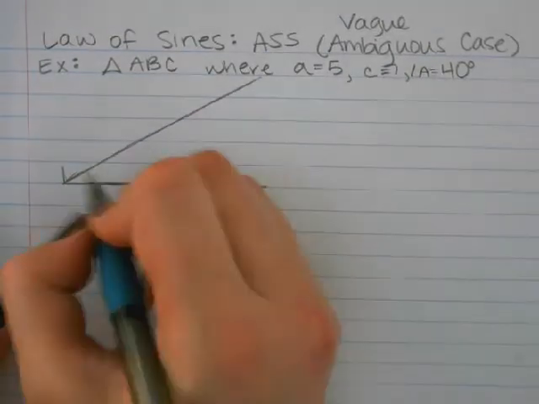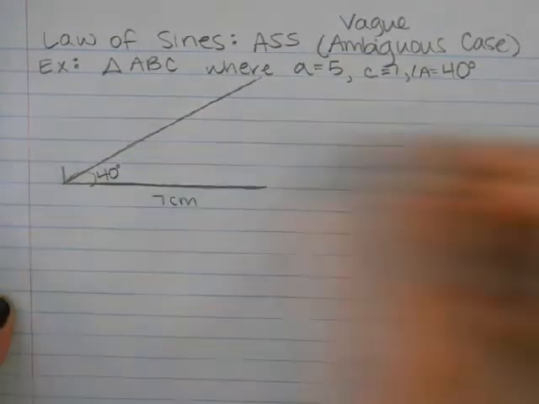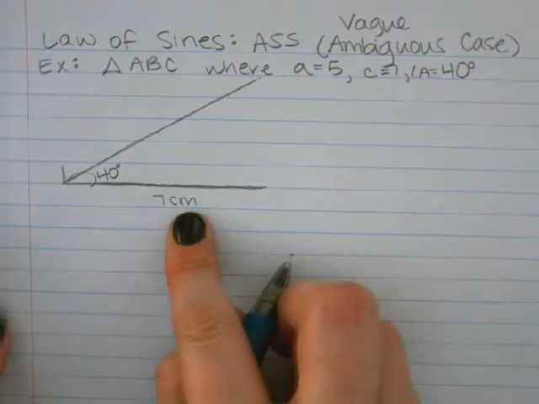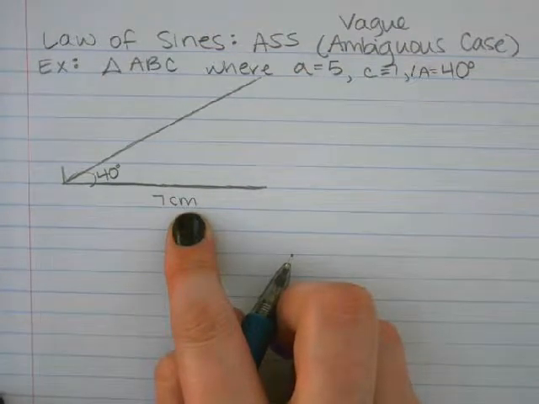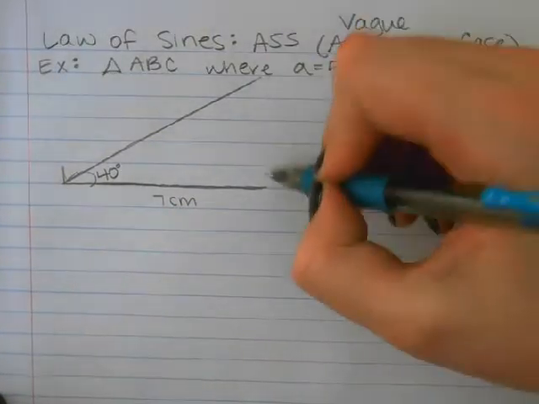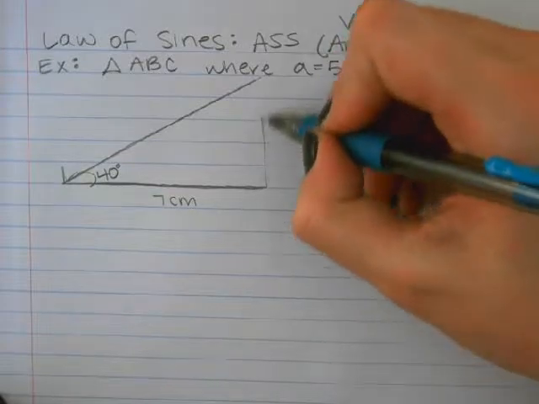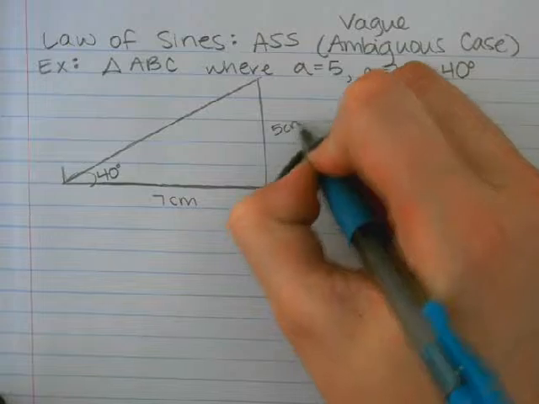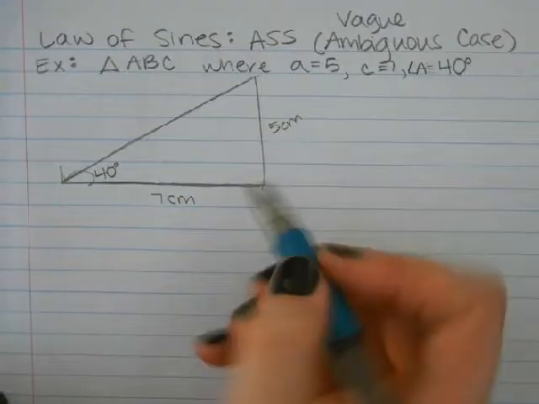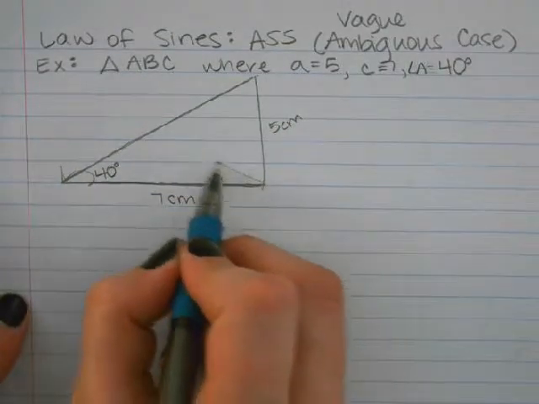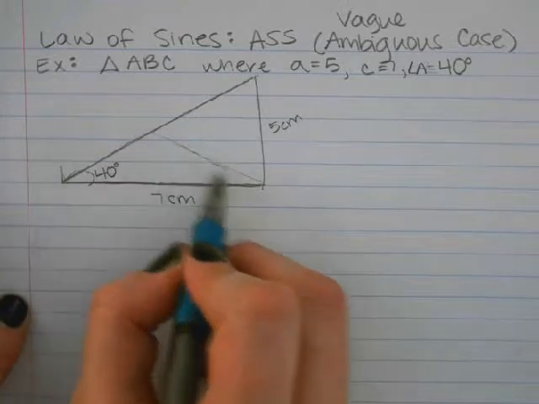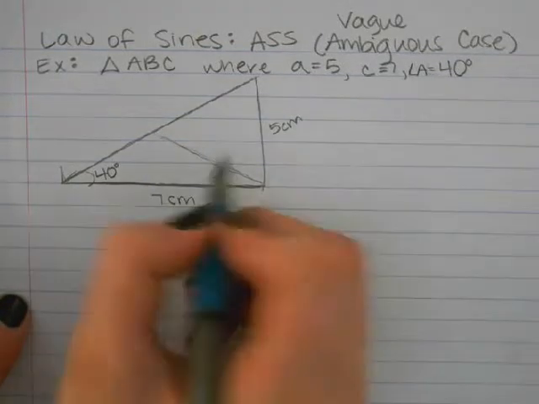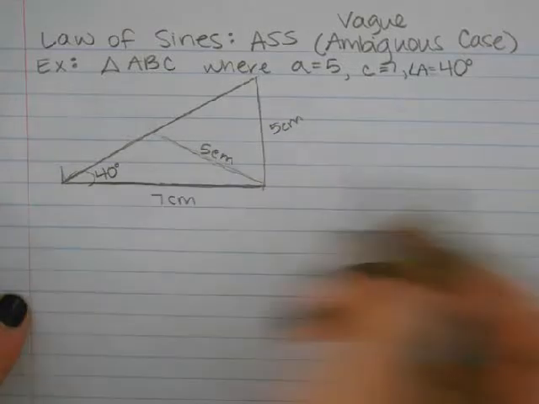So this is going to be angle A. This is 40 degrees right there. This is side C, about 7 centimeters. And I have 2 options for side A. I can have 5 centimeters connecting this way. Or I can take that side and swing it in and have it look like this. Do you guys see that? And that's 5 centimeters there.